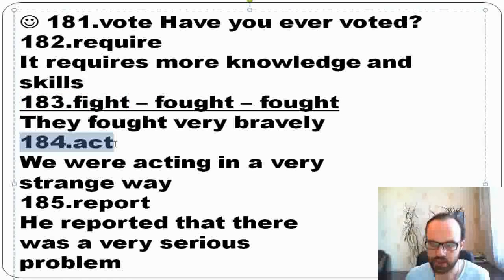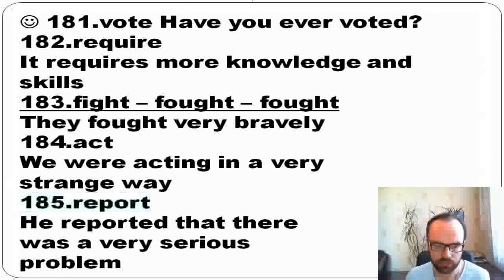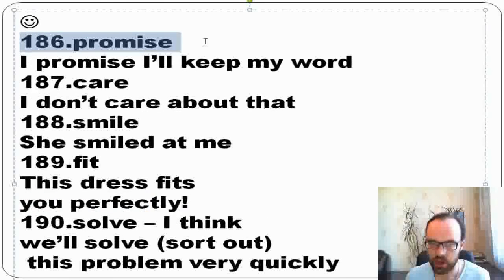Act. We were acting in a very strange way. Report. He reported that there was a very serious problem. Promise. I promise I'll keep my word. Care. I don't care about that. Smile. She smiled at me. Fit. This dress fits you perfectly. Solve. I think we'll solve this problem very quickly, or we can use a phrasal verb, sort out. I think we'll sort out this problem very quickly.